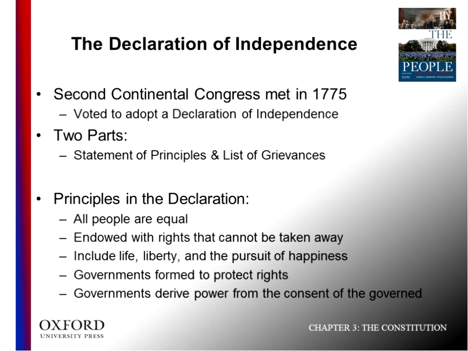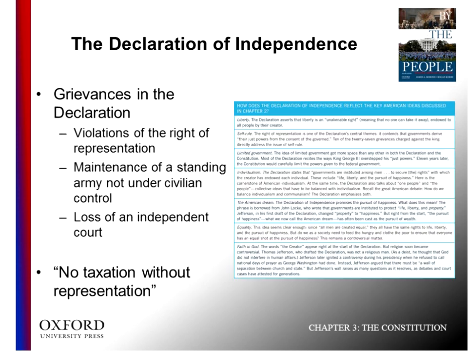And so the document tends to have two parts. The first part is a statement of principles, and the second part is a list of grievances. Now, the first part, that statement of principles in the Declaration, states, as I mentioned back in Chapter 2, that all people are equal, endowed with rights that cannot be taken away, including life, liberty, and the pursuit of happiness; governments are formed to protect rights, and governments derive power from the consent of the governed.